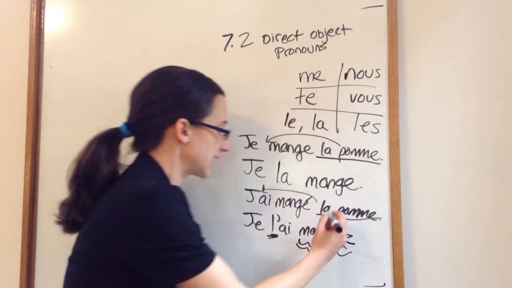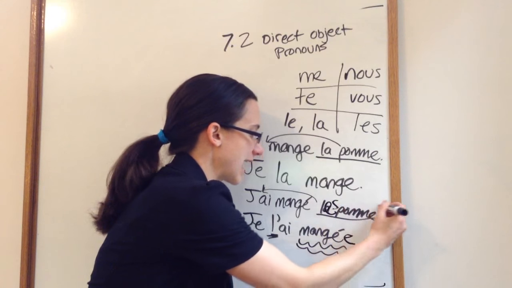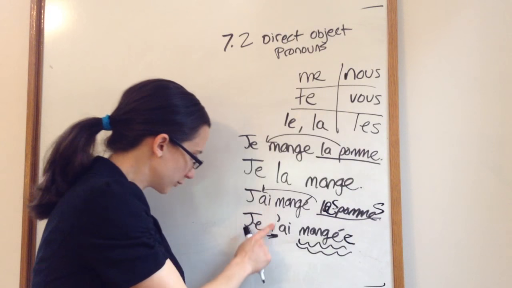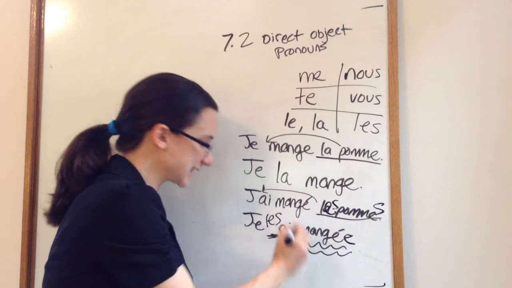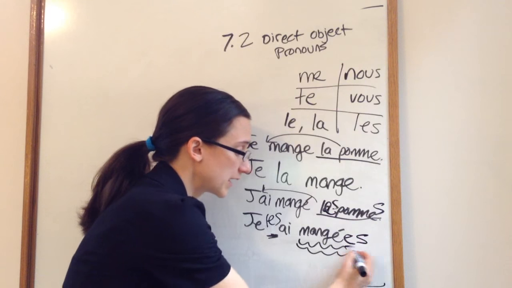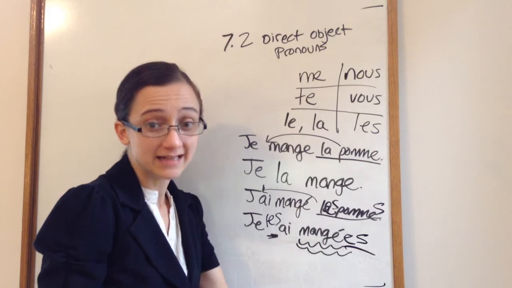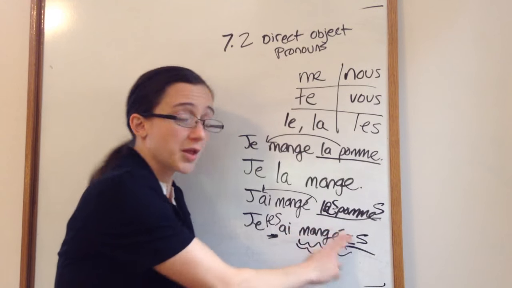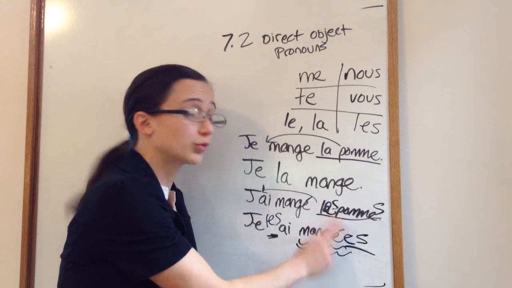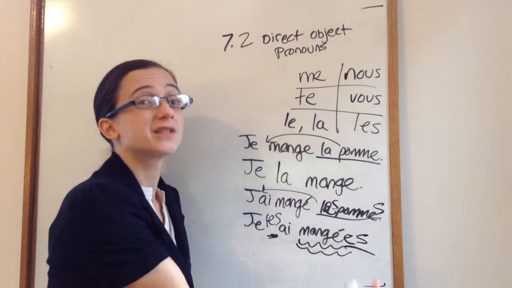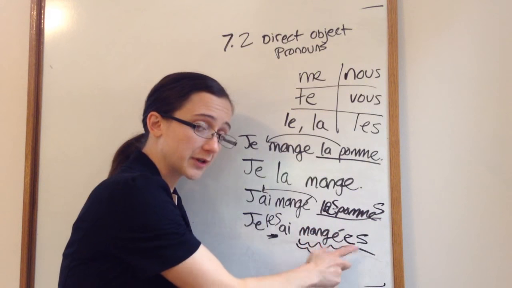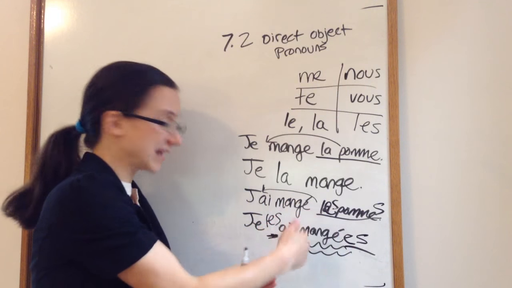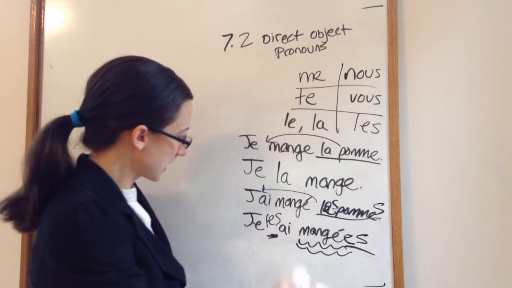So if we were saying, I ate the apples, then here we would say, je les ai mangés. We would add an E and an S. All right, so that's one thing. We have to remember, just like an adjective agrees with its noun, the past participle agrees with a direct object pronoun that's before it. Now let's look at something else here.